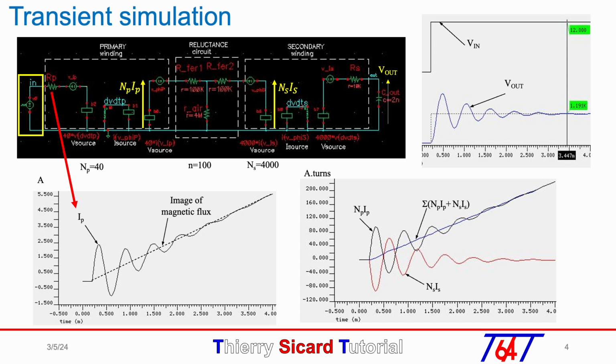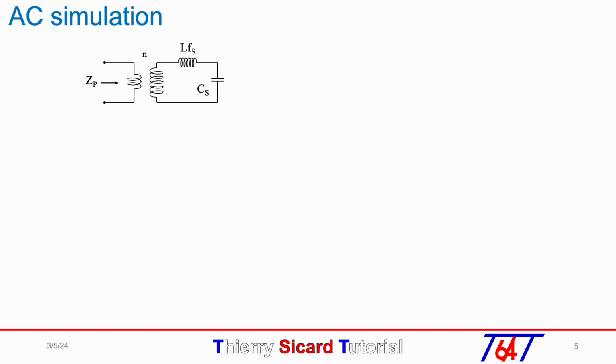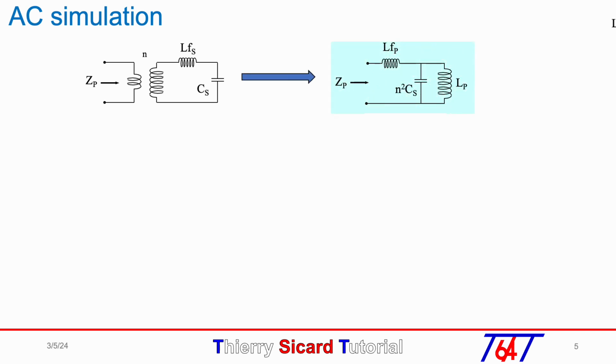The oscillation is due to the output capacitor Cout and the leakage inductance seen from the secondary side. The leakage inductance is provided by the reluctance of 4 meg. This schematic shows the secondary winding capacitor and the leakage inductance viewed from the secondary side. As explained in the TRC car tutorial number 8, all the secondary elements can be transferred on the primary side to get the schematic in the blue box.